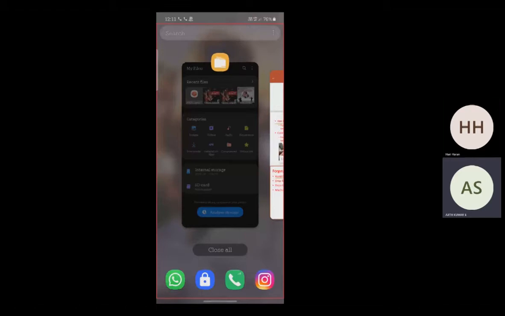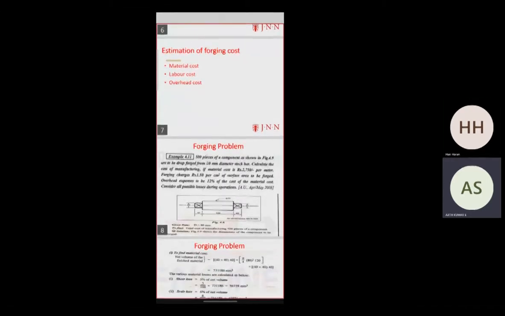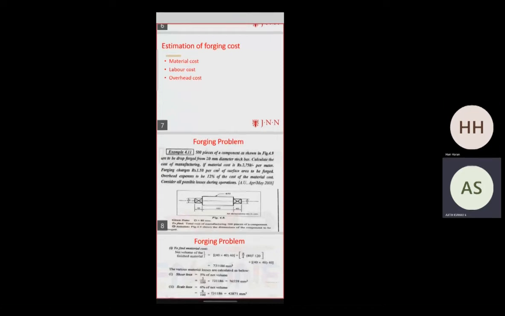So forging problem, the first problem is about finding the losses and material cost. And here the material cost for problem one is the given figure. In the given figure, there are three pieces, that is two squares and one cylinder. So 500 pieces of a component will be produced from a 50 mm diameter stock bar. Calculate the cost of manufacturing. If material cost is rupees 2,750 per meter and forging charges rupees 1.50 per centimeter square of surface area to be forged, and overhead expense to be 12% of the material cost.